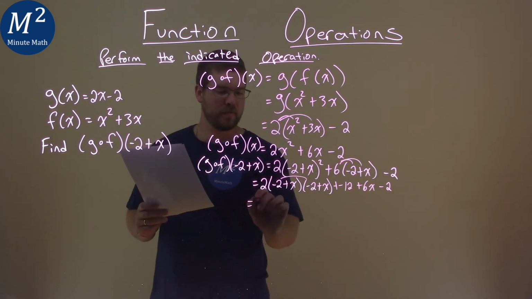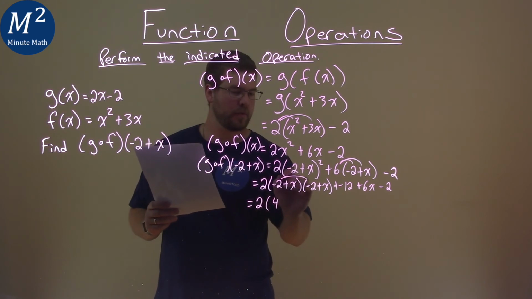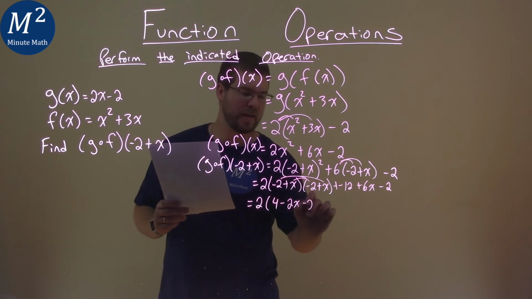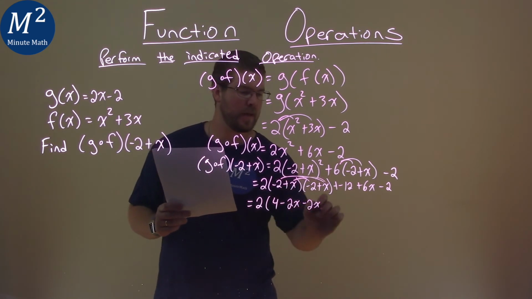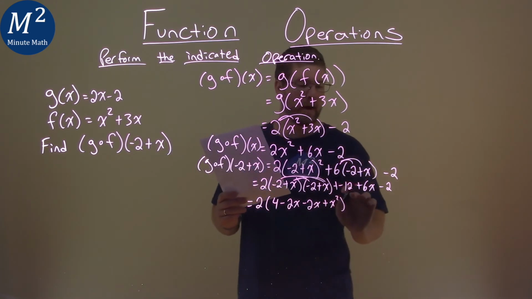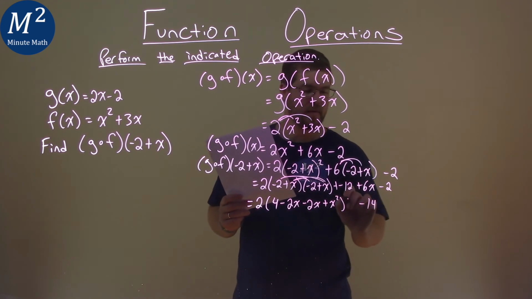We FOIL it, so we have 2 here, times negative 2 times negative 2 is a positive 4. Negative 2 times x is a minus 2x. X times negative 2 is, again, negative 2x. And x times x is x squared. Then we have a minus 12 and a minus 2 that come together, which is a minus 14. And then don't forget the plus 6x here. I'll rearrange that here.